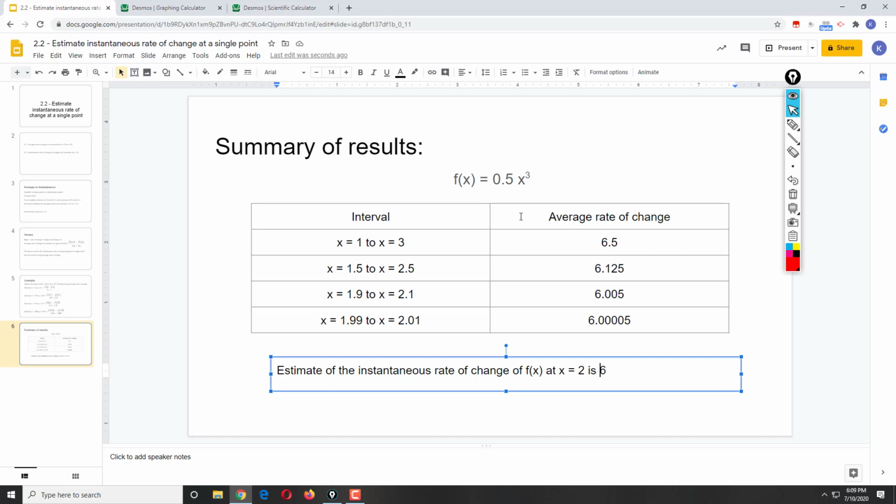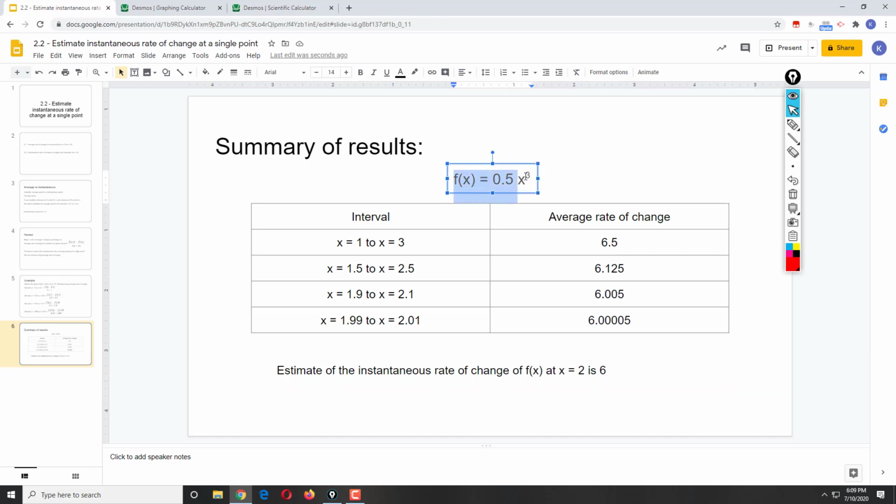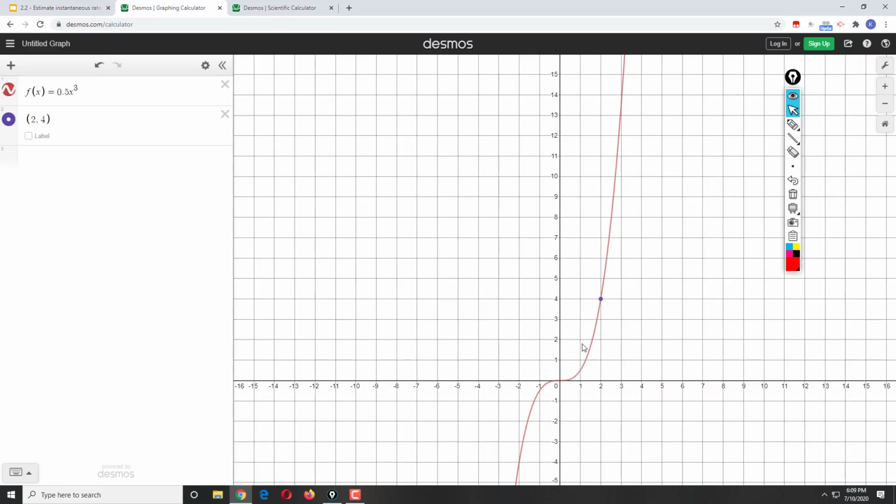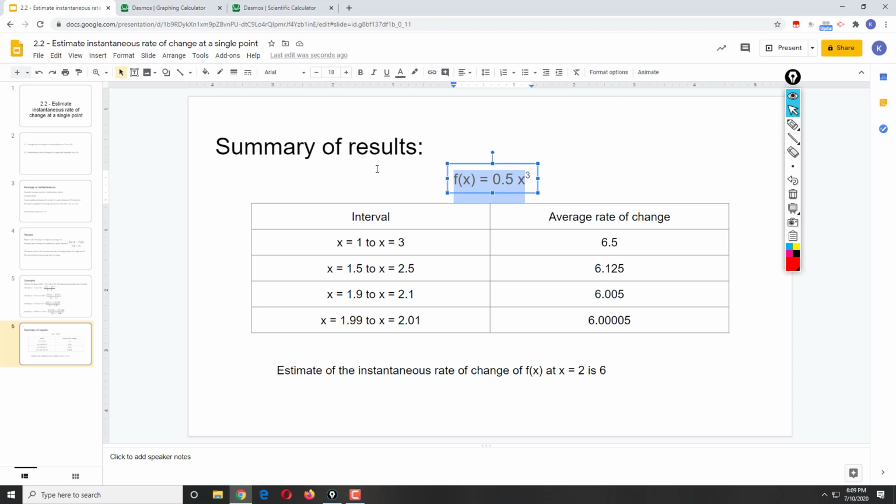So to summarize, what did we find? We have the function f of x equals 0.5x cubed. It seems that the slope at this point seems to be at roughly about 6. And that's it for this video.